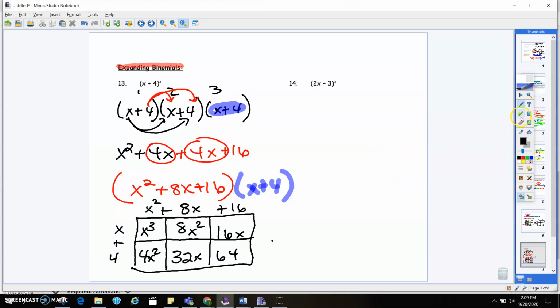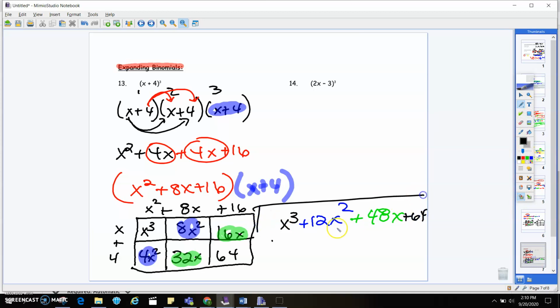Okay, so then I'm going to highlight my common terms. So I got 8x squared and 4x squared, and then I got 32x and 16x. And like I said earlier, normally you're going to add the diagonals. Okay, so you've got x cubed, and you got 8x squared plus 4x squared, which is going to give us 12x squared. And 16x plus 32x is going to give us 48x. And then I got this 64 just chilling. They're in descending exponent order, so we're done with that one.